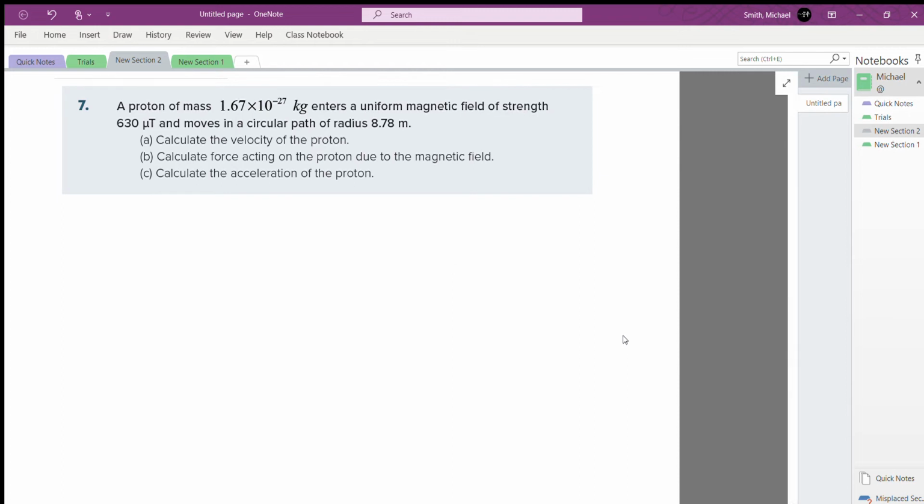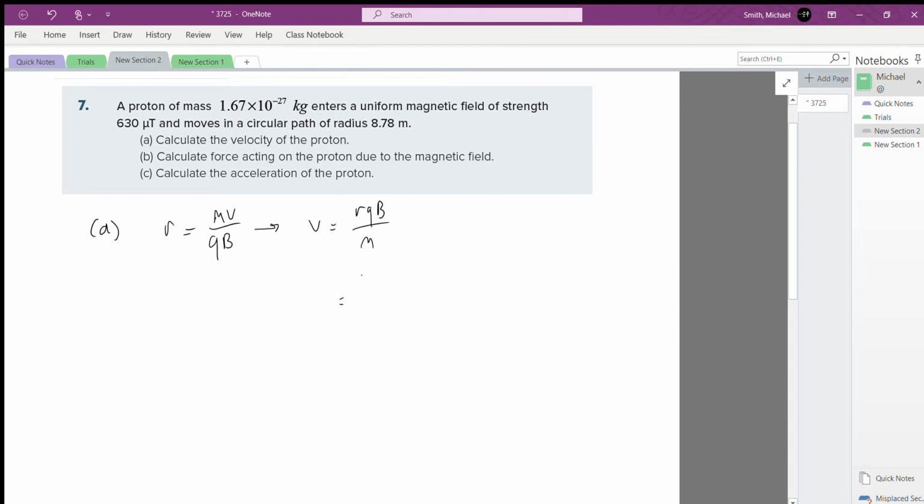So here we're just using the relationship r equals mv on qB. We need to rearrange this so that v is on its own. So here just multiplying through by qB and dividing by m, and we get v equals rqB all over m. And now it's just a matter of substituting in the values.